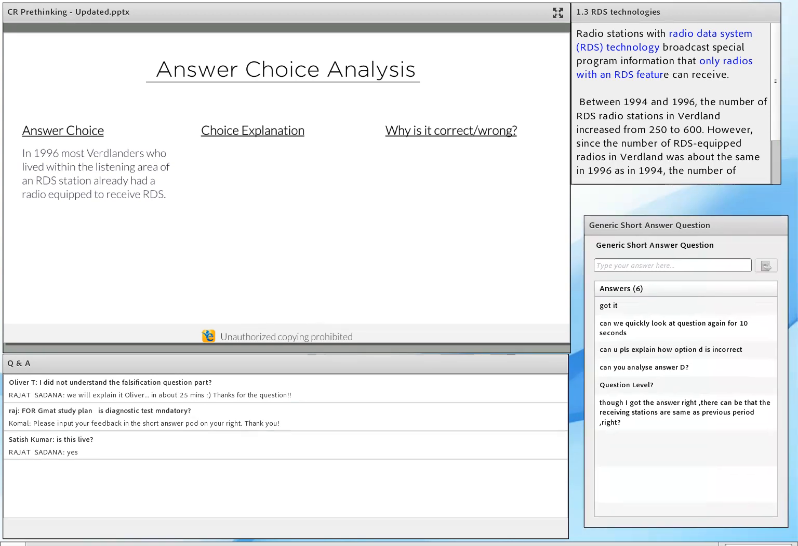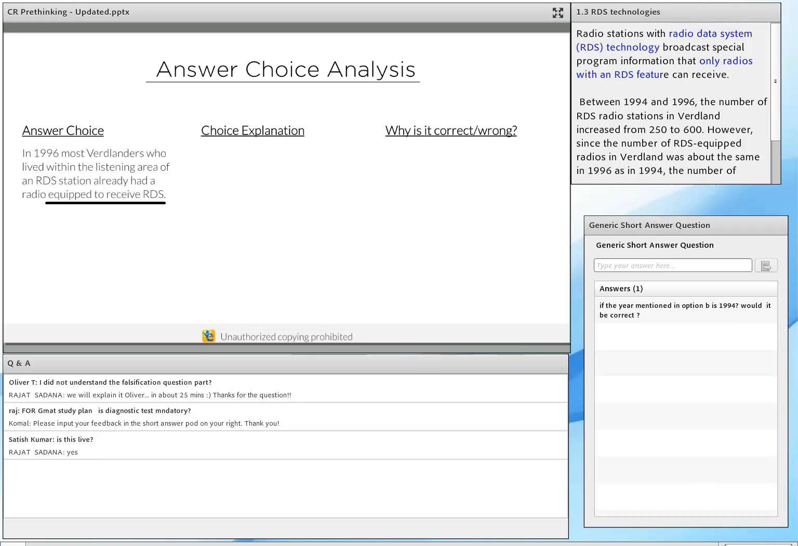Okay. Choice B says, in 1996, most Verlanders who lived within the listening area of an RDS station already have a radio equipped to receive RDS. Now, once again, what's the definition of an assumption, guys?